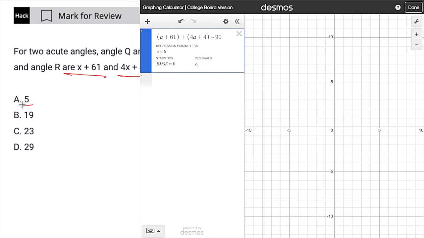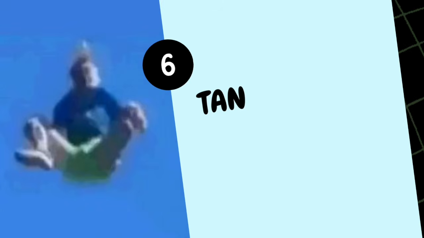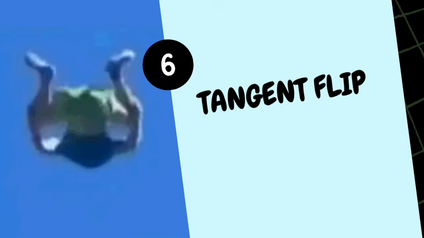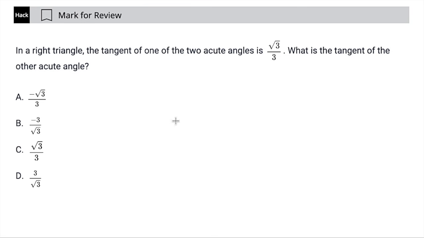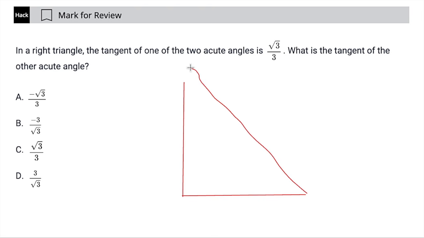Along with that relationship, you should also probably memorize the tangent flip rule, which is that the tangent of an acute angle is going to be the reciprocal of the tangent of the other acute angle.